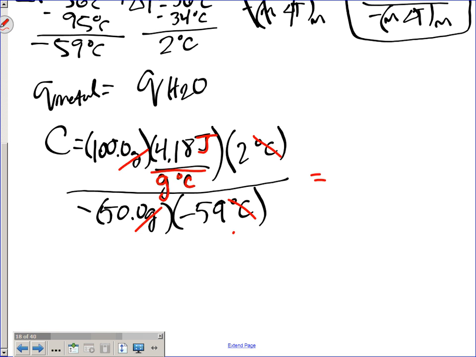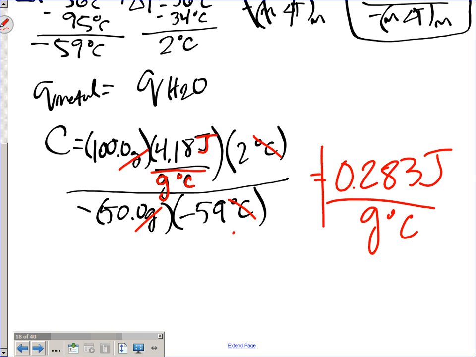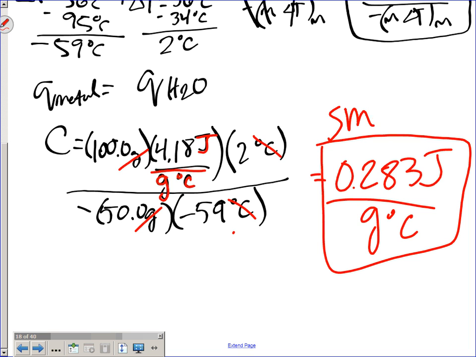Does anybody have a value for me? Say again? 0.2843 sounds lovely. Anybody else? 0.2? Yeah. Awesome. So what we're noticing is that metals generally have really small C values because they lose energy and change temperature very, very quickly. If you heat up a metal pot, it's going to heat up pretty fast. You cool down some aluminum foil, it's going to cool down pretty fast.